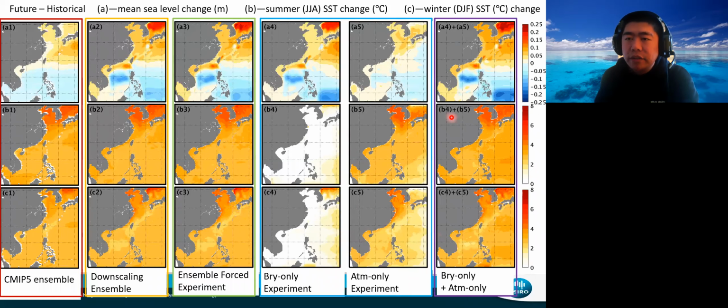Furthermore, if we get the sum of these 2 perturbation experiments, we can get these 3 figures, which are close to the ensemble force experiments, which means the climate change signal components from ocean and atmosphere are also linear. And also it proves that our decomposition is successful. So here is the basic storyline of what we did for the mean sea level change.